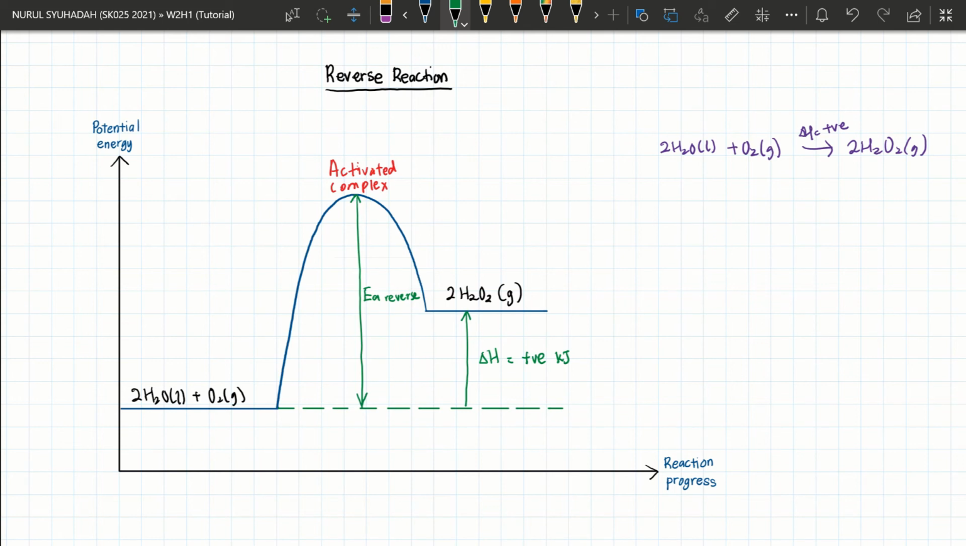For the delta H, if you compare the two graphs, the number for the delta H is the same. The only difference is it's either positive or negative. So for the delta H reaction, the value is the same. But for the activation energy, for the reverse and the forward reaction, the value will be different. Okay, so this will be for question number 1.